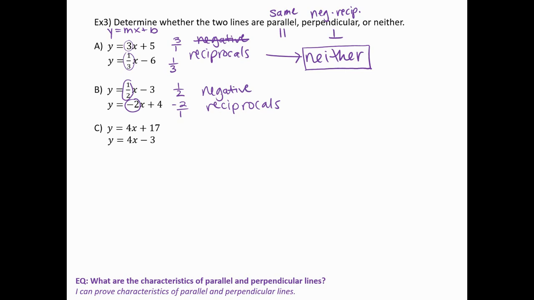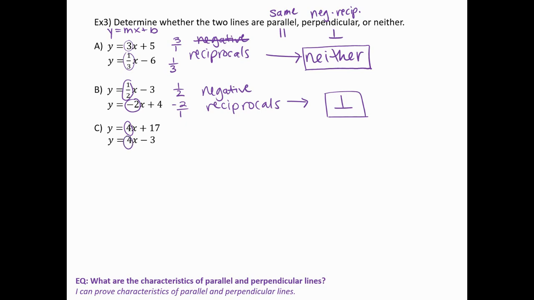Okay, and I definitely see a negative version, so I have a positive and a negative. So those are opposite signs, that's good. Got it. And then reciprocals: 1/2 and 2 over 1. So these actually fit the requirements. So this one would be perpendicular.